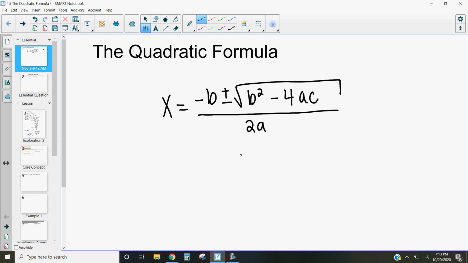Every time we use the quadratic formula, we have to remember it. And so sometimes people learn the quadratic formula via song. I learned it to the tune of Pop Goes the Weasel.